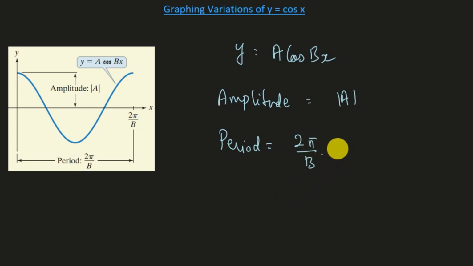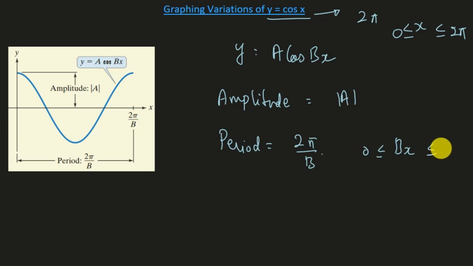You may ask why. If you have seen my previous video, then you will have no confusion, but still I'm giving an explanation here, because we know that for y equals cosine x, the period is 2 pi, right? The x is between 0 to 2 pi. Now here this is cosine bx, so bx should be between 0 to 2 pi. Divide by b on both sides, so 0 is less than or equal to x, which is less than or equal to 2 pi by b. So here we can see that the period would be 2 pi by b. That is how I can write the period.